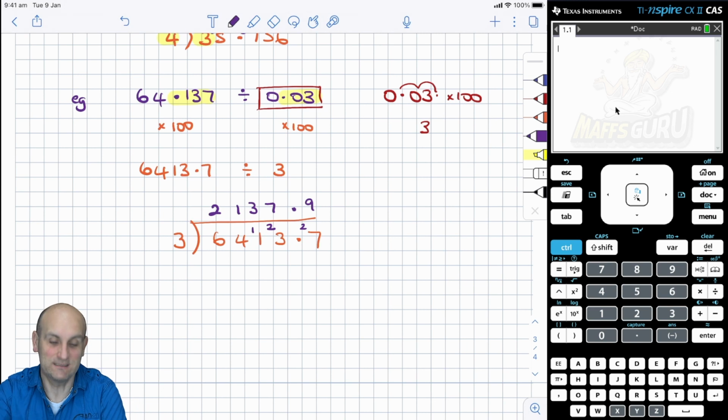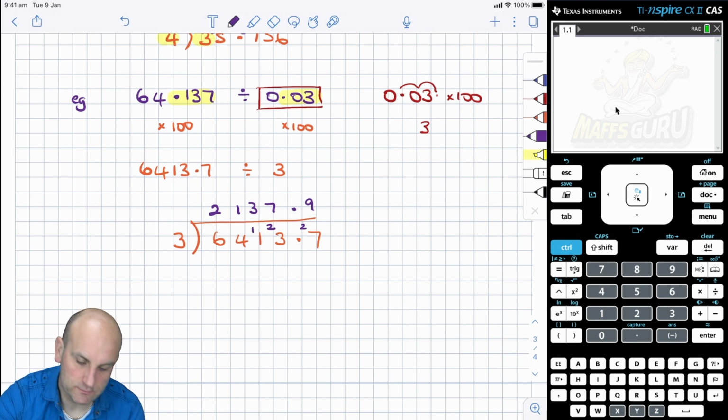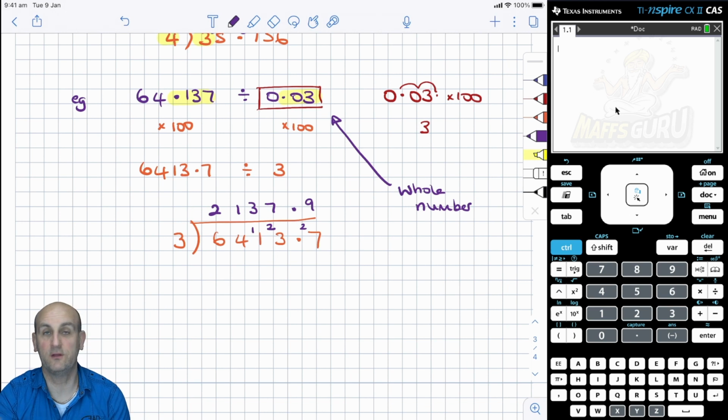So actually that's probably the trickiest part of all of this. Adding and subtracting decimals, fine. Multiplying and dividing by 10, 100, 1,000, fine. Multiplying decimals, awesome. But dividing decimals, just make sure that this number here is a whole number, by making sure that whatever you do to that, you do to the other number as well. So times by 100, times by 1,000, divide by 100, divide by 1,000.